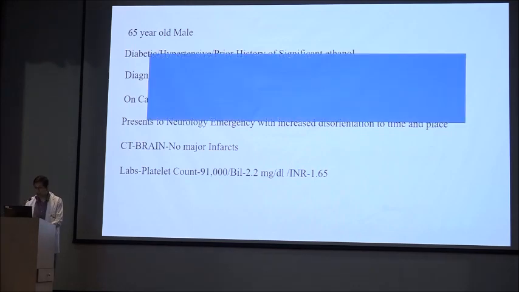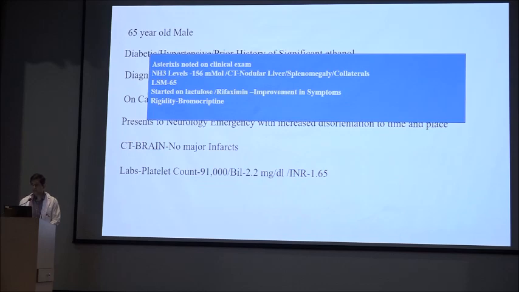However, it turns out that there was asterixis on clinical exam. When you actually looked, the sodium was low and the ammonia levels were high. When an abdomen CT was done, it was nodular. There were collaterals, a high fibroscan. So they were started on lactulose and rifaximin.